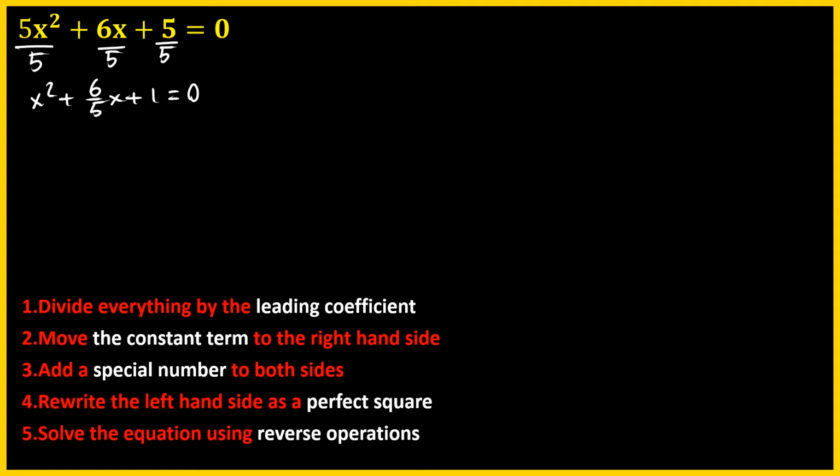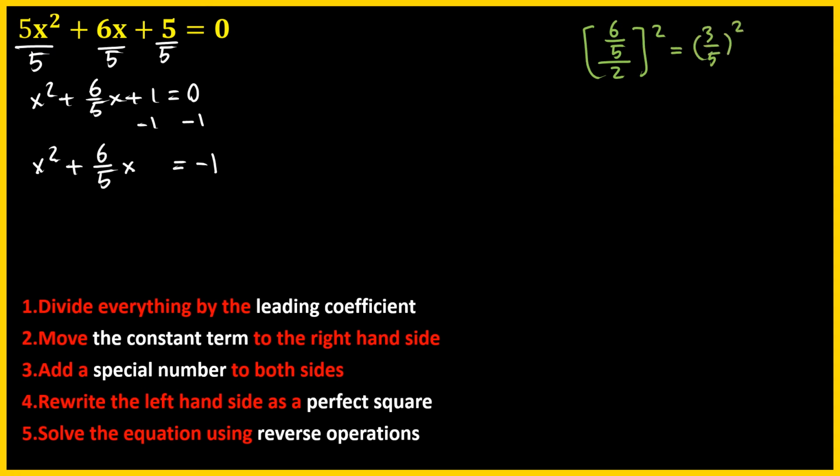And then we're going to subtract 1 from both sides to move the constant term to the right-hand side. So we get x squared plus 6 over 5 times x equals negative 1. And then we need to add a special number to both sides. The special number is 6 over 5 divided by 2 and then squared, which gives us 3 over 5 quantity squared, which gives us 9 over 25. So we need to add 9 over 25 to both sides.